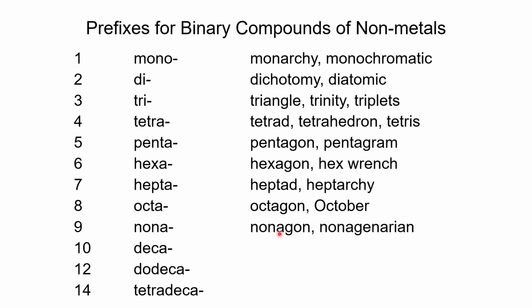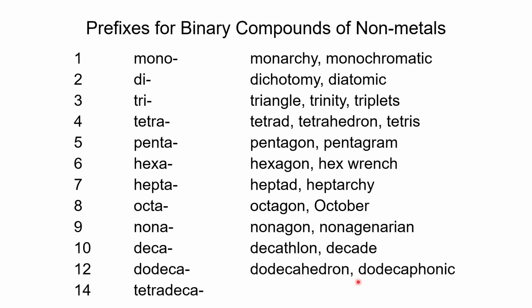nonagon is a 9-sided polygon. Nonagenarian, if you have any relatives who are 90 years old or older, they are nonagenarians. Quite an accomplishment to make it to become a nonagenarian. Deca is 10. So a decathlon has 10 events. Decade has 10 years. Dodeca is 12. A dodecahedron is a 12-sided polyhedron.